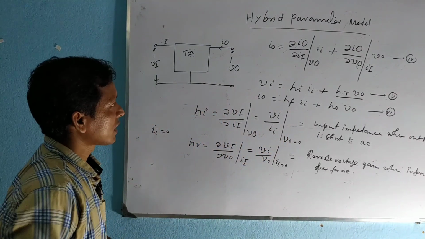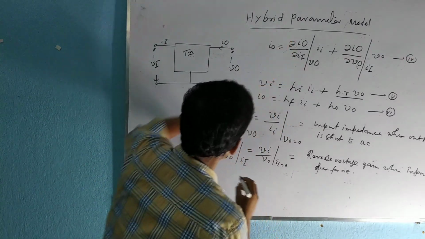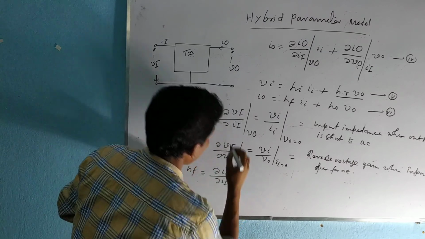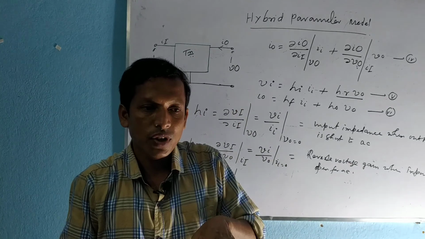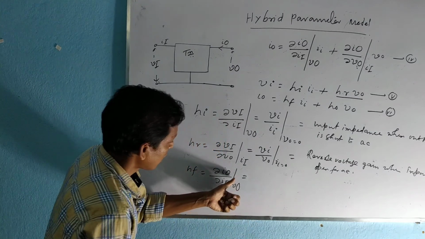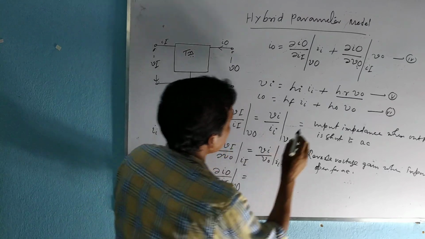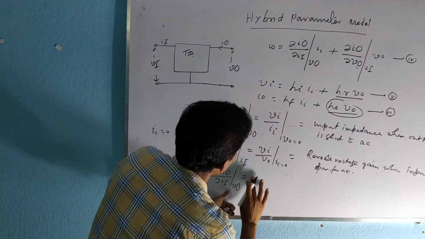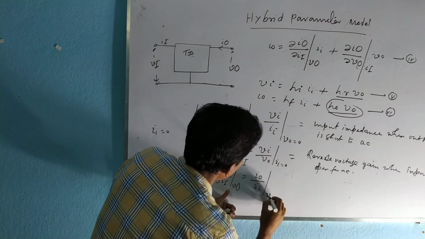Now from equation 6, this is HF. This is delta IO by delta II, and this is constant. This is the ratio of the output current to the input current. Output current to the input current means current gain, and this is forward current gain. When this is constant, it means AC output is 0. So AC output is 0 means this term will be 0, so HF equals IO by II, and the AC term is equal to 0.